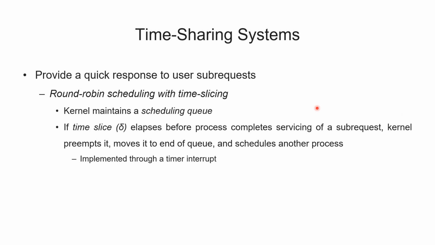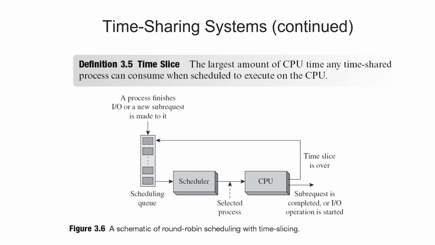I will tell you what that is. The scheduling queue is maintained, and if the time slice elapses before the process completes servicing the sub-request, the kernel preempts it and moves it to the end of the queue, and then the scheduler schedules another process. This is implemented through a timer interrupt. I'll tell you this through the diagram.